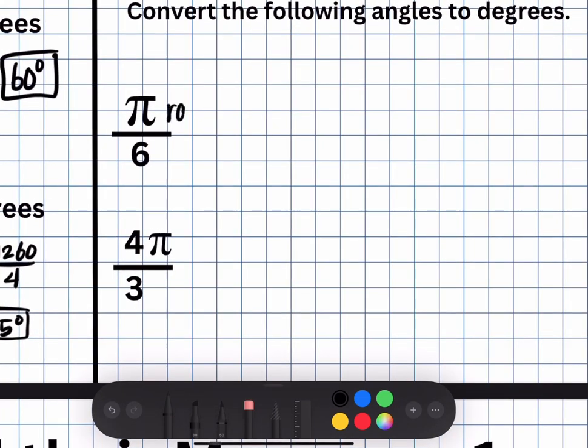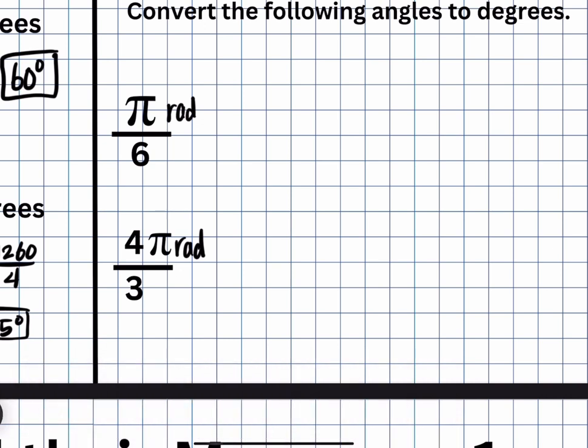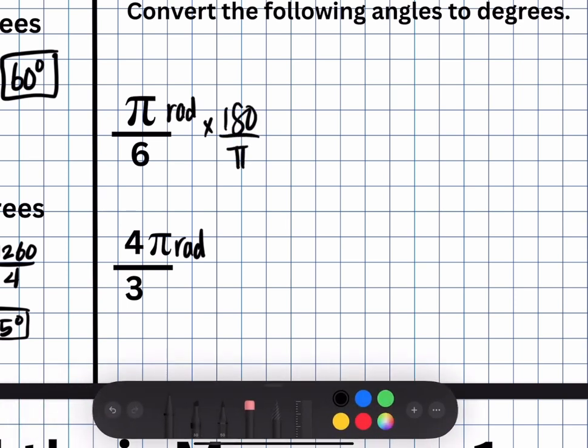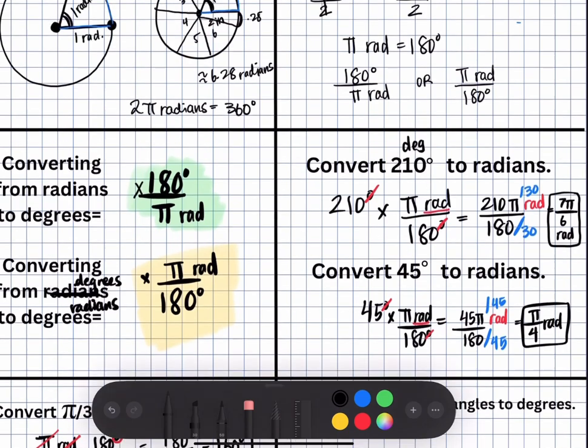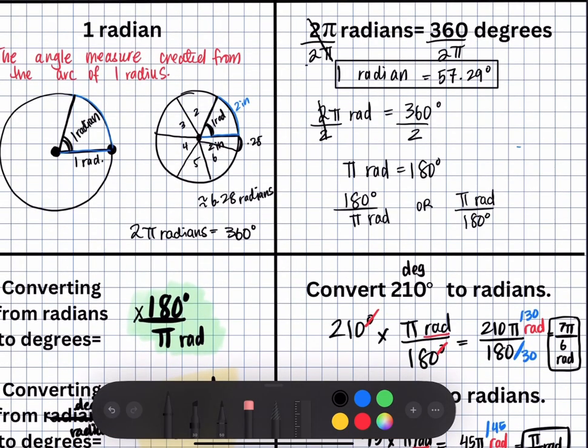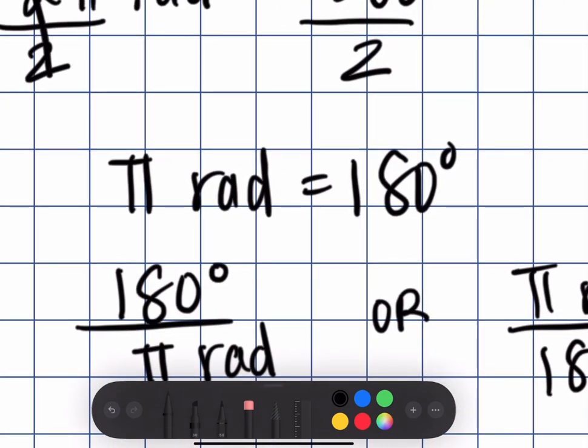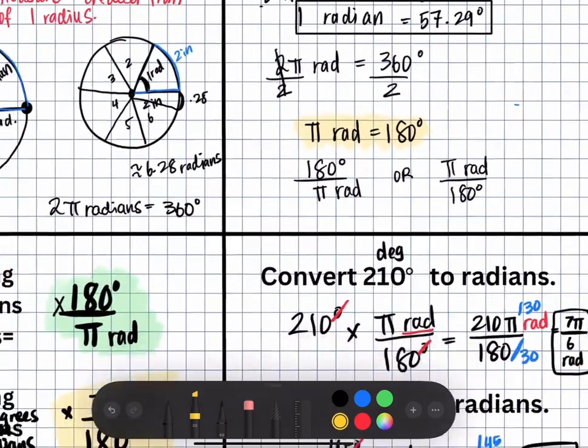Okay. Now, I'm going to convert the following angles to degrees. These are in radians. Okay. And I'm going to show you a different way that you can convert these to degrees, which is my favorite way to do it. So you could still do the 180 over pi, right? Or we learned that pi is the same as 180. And I'm going to go back into our notes here. Right here. We learned that pi is equal to 180, okay? So pi is equal to 180.